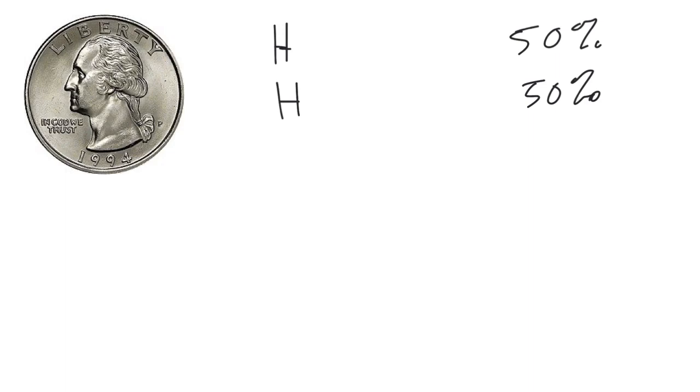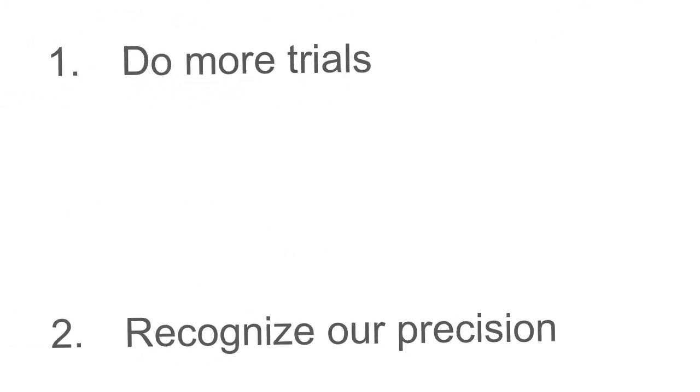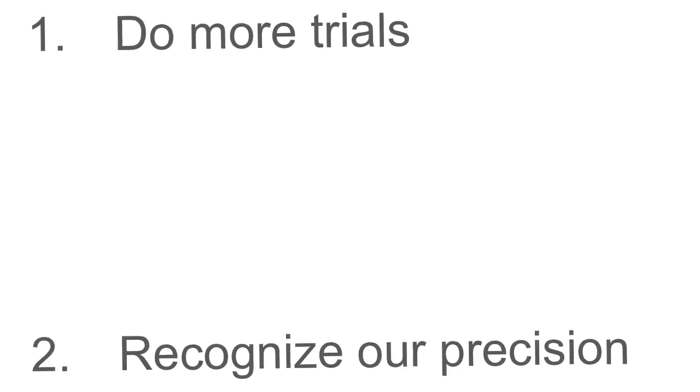And so the whole topic of this video is going to be how do we get reliable data out of our experiment. You're probably thinking of one of the answers right now, that I could just flip the quarter over and over and over. And that would absolutely be one of the ways that we could get reliable data. And so if we think about how I can increase the reliability of our data, the first way that I can do it is to simply do more trials.